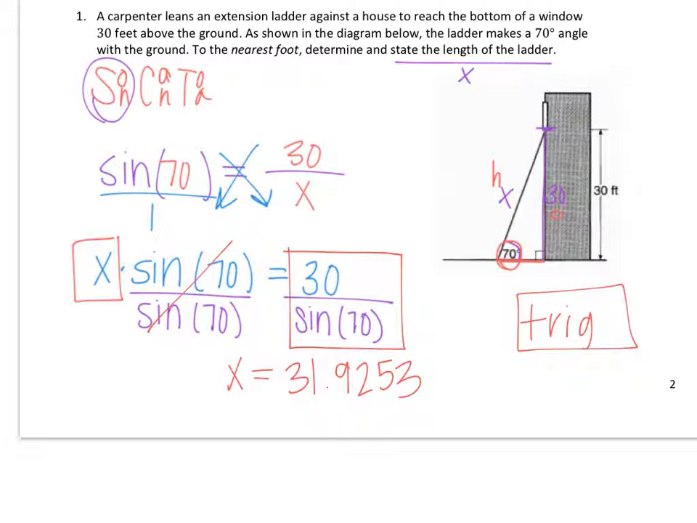31.9253. And then it says rounded to the nearest foot, a whole number, meaning, well, is it 31 or 32? Now here I take the 1, look to the right, 5 and above, give it a shove, 4 below, let it go. This 9 is above a 5, meaning that the 1 changes to a 2. Round up.